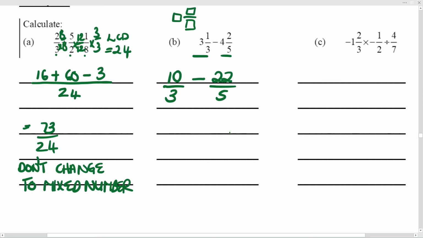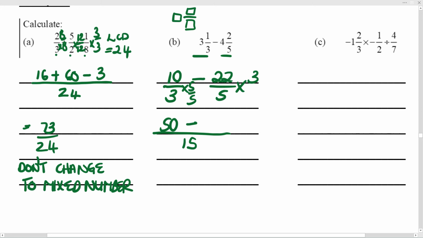Okay, so I'm going to then establish my LCD. It's going to be over 15. And I'm going to times this guy by 5 over 5. 10 times 5 is 50. Copy and paste my sign, which is a minus. And this I have to multiply by 3.